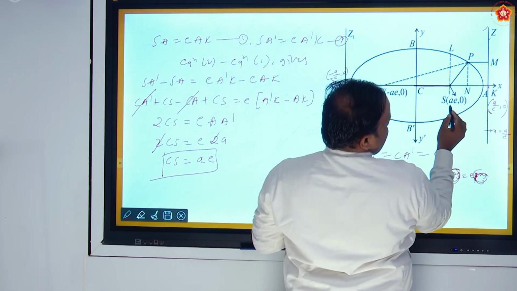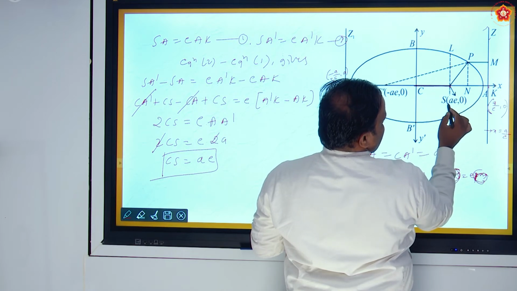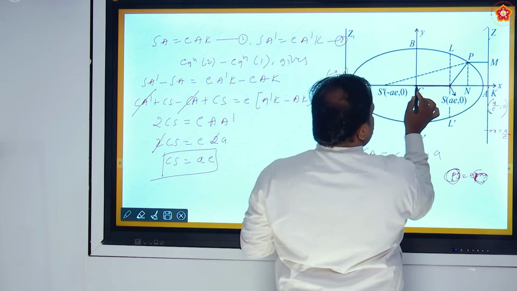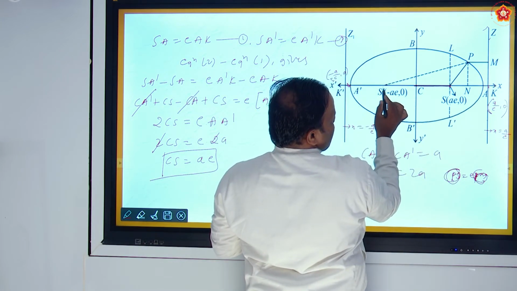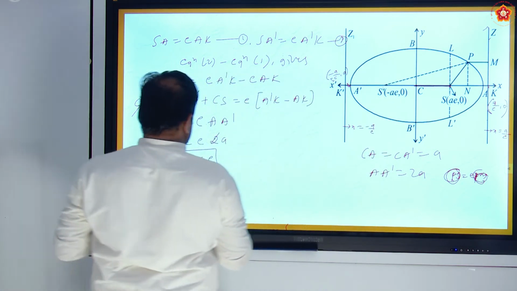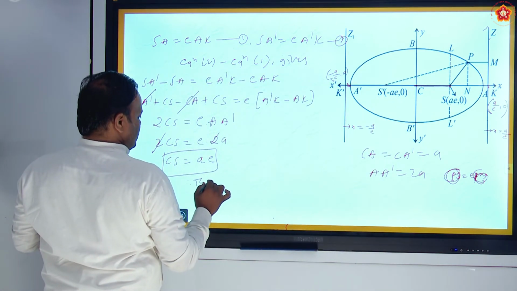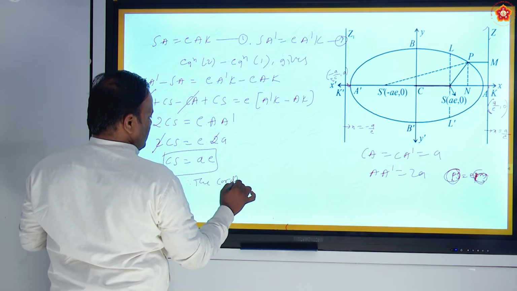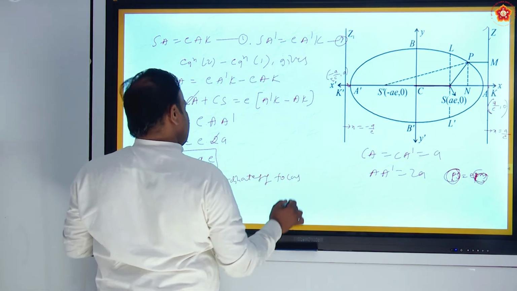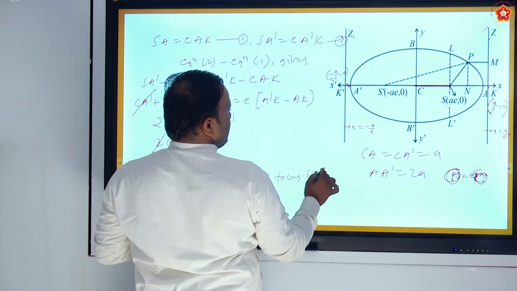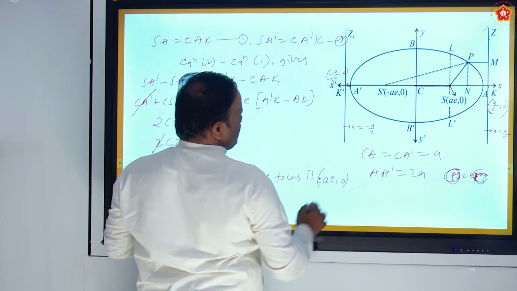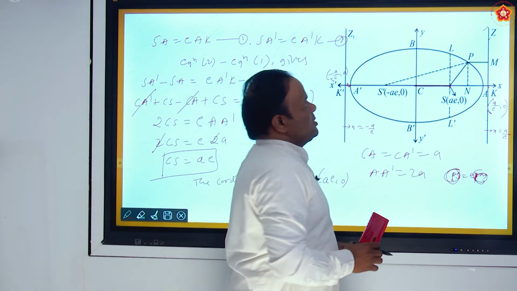CS is equal to AE. Therefore, CS is nothing but AE. Coordinates of focus is (AE, 0). The point lies on the x-axis, so the y coordinate is 0. Similarly, for S dash, the coordinates are negative, (-AE, 0). Therefore, the coordinates of focus are (±AE, 0), plus or minus AE comma 0.